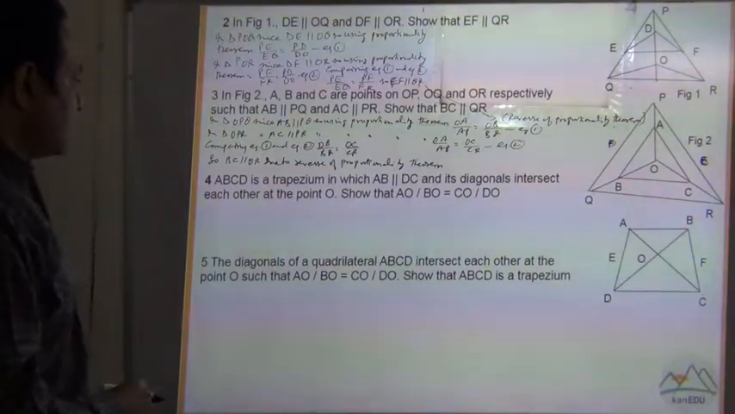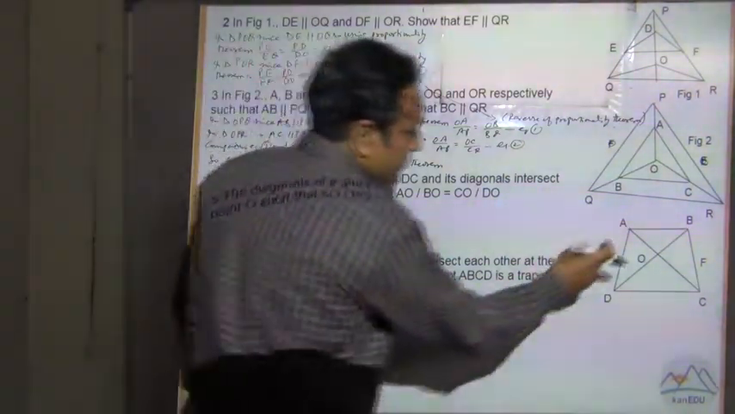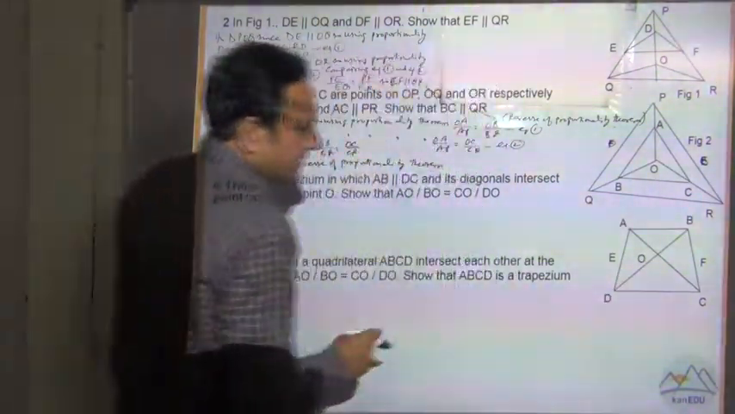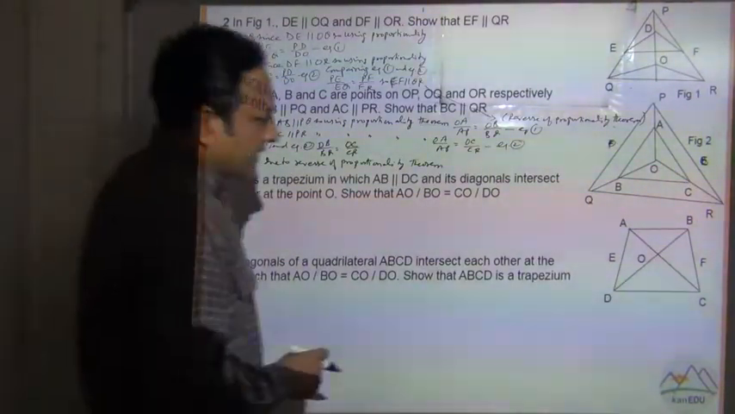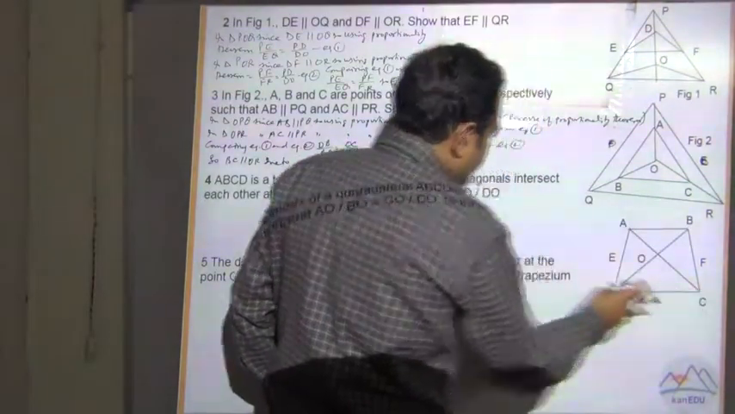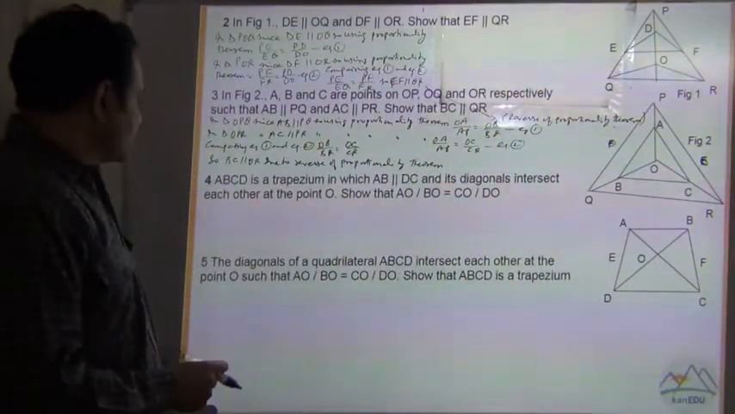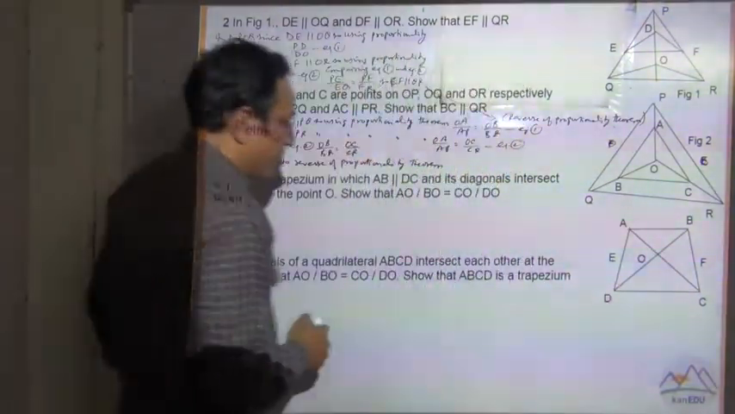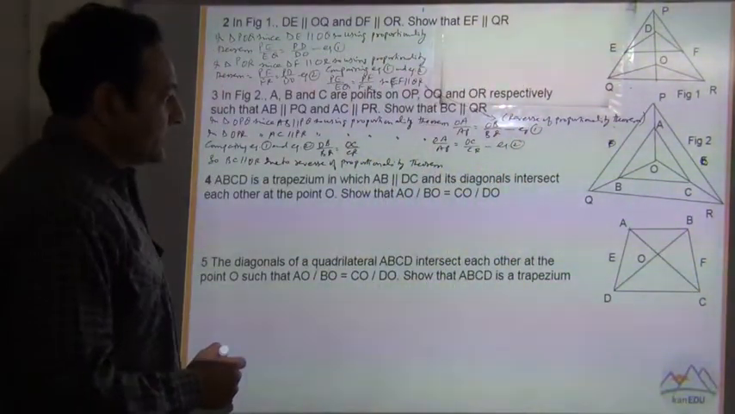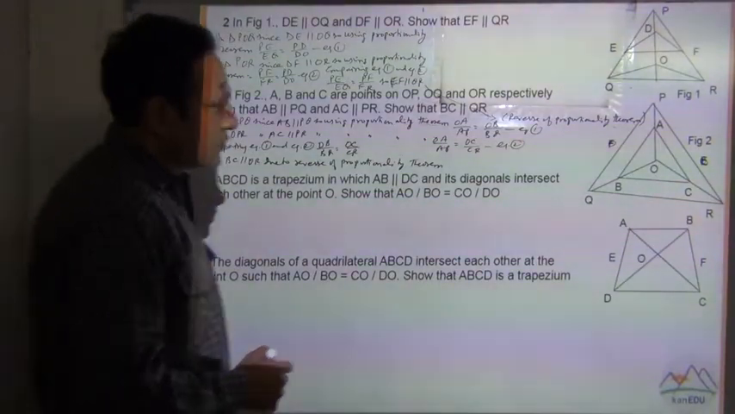Now question number 4. ABCD is a trapezium in which AB is parallel to DC, and its diagonals intersect each other at O. Show that AO divided by BO is equal to CO divided by DO.